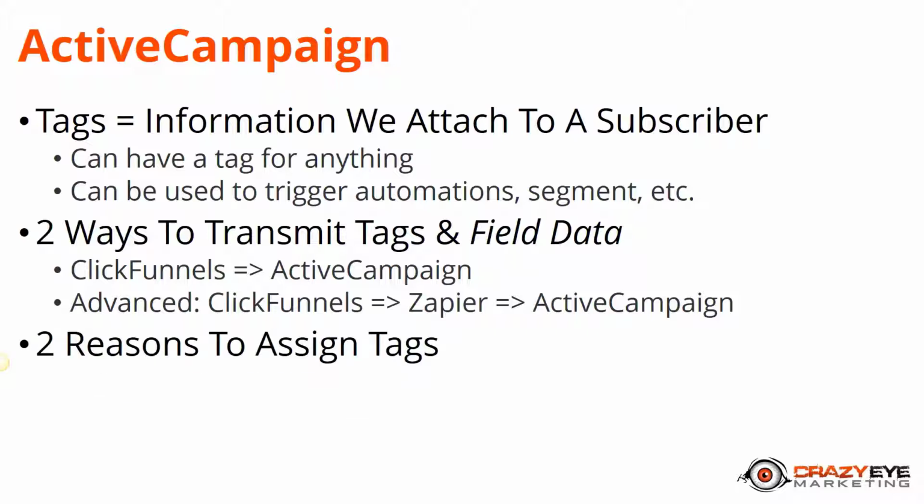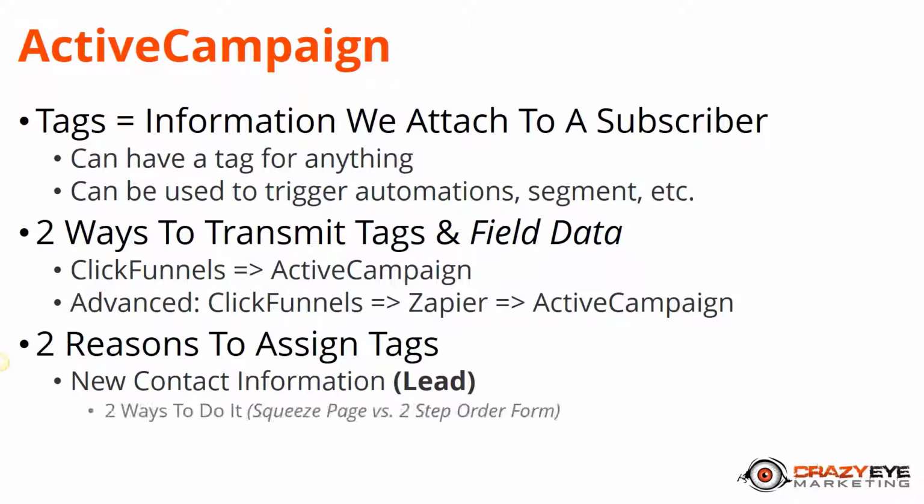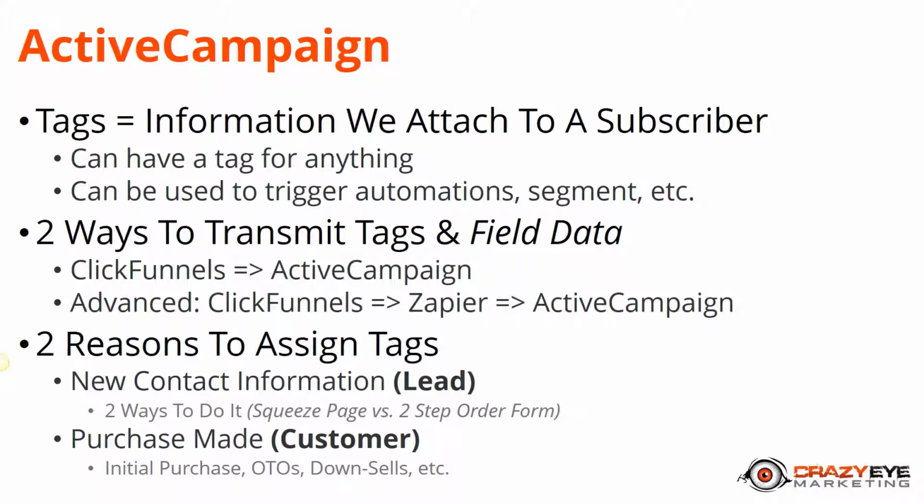Now, there are two reasons to assign tags, and I just hit on it. So when somebody becomes a new contact, so we get a new lead, we would assign a tag for whatever lead magnet they requested or why they opted into your email list. And you can capture this lead data with a squeeze page, and you could also capture it with a two-step order form. And also, you'll want to assign tags when they make a purchase. So whether it's an initial purchase, an OTO, or a downsell, you'll want to track what your customers are buying, so that way you can trigger different automations and segment them based on their purchases as well. So again, in this module, we'll be talking all about ActiveCampaign, so let's just go straight into it.